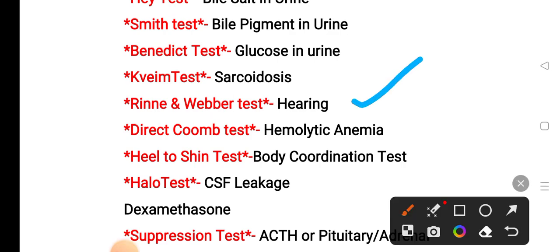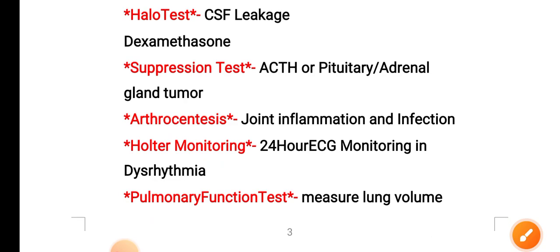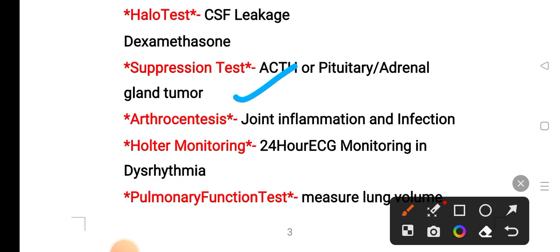Direct Coombs test is done for hemolytic anemia. Heel to shin test is done for body coordination. Halo test is done for CSF leakage. Suppression test is done for pituitary or adrenal gland tumor. Arthrocentesis is done for joint inflammation and infection.